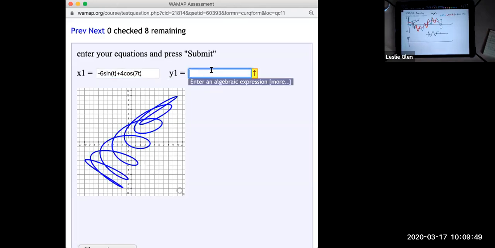Okay, so shall we try the y equation, or do you have any further questions about the x equation before we start on that? Ready to give it a shot? Yep. Okay, I'm going to move y down a little bit, and I'm going to extend my axes.